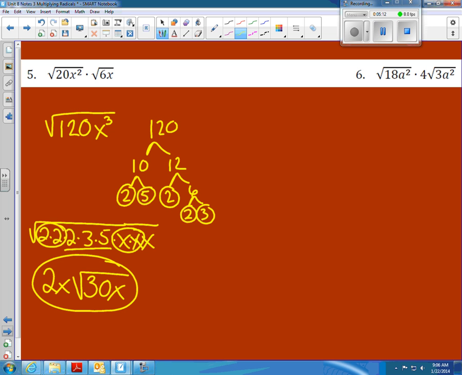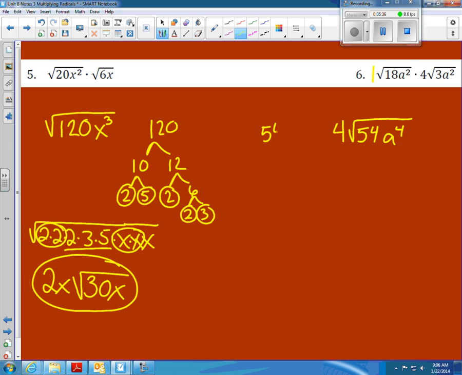All right, let's try number 6 together then. In 6, we have nothing in front of our first fraction, so we're going to think of it as 1. 1 times 4 gives us 4. All right, 18 times 3. So go ahead and let's do 18 times 3. We get 54. All right, and then we end up with a to the 4th.